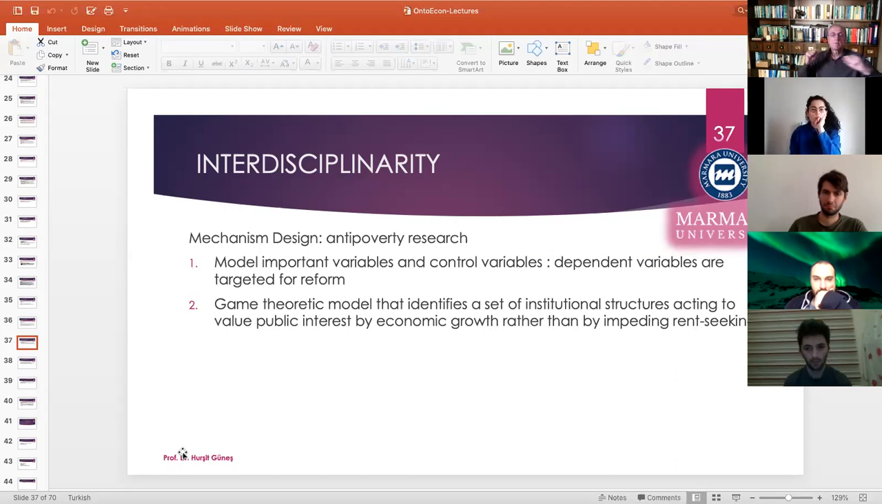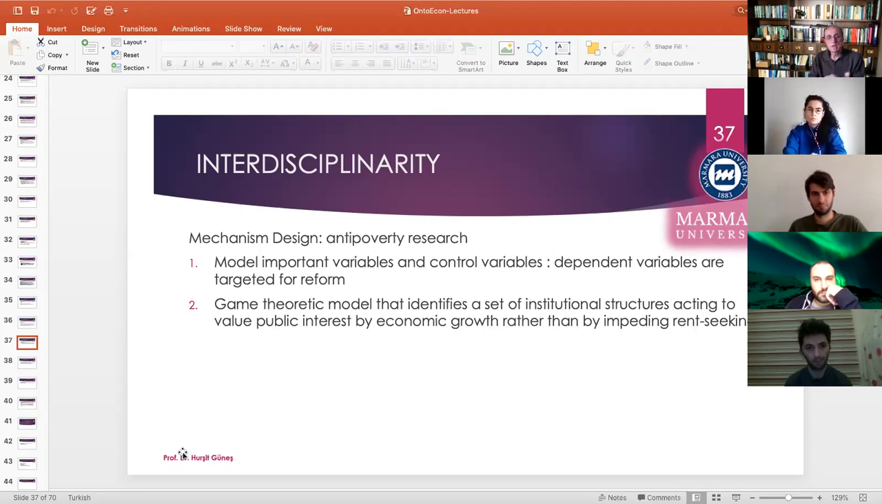We have dependent variables and independent variables. We model important variables, and there are control variables. The important variable is what? Poverty. The control variable is what? How can I control poverty? This is what I model. With my dependent variable, which is poverty, I try to reform it. I try to get rid of it. This is how I design my policy mechanism.